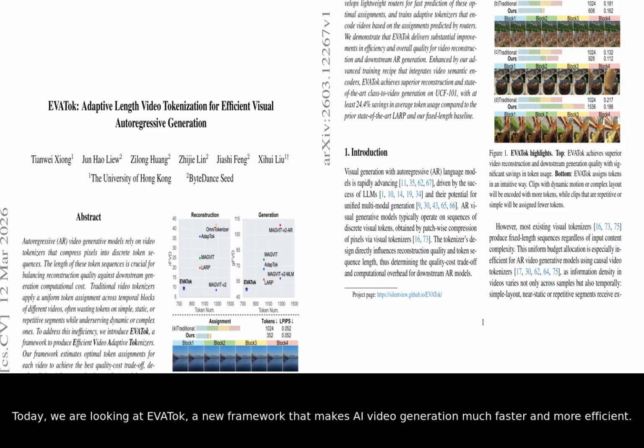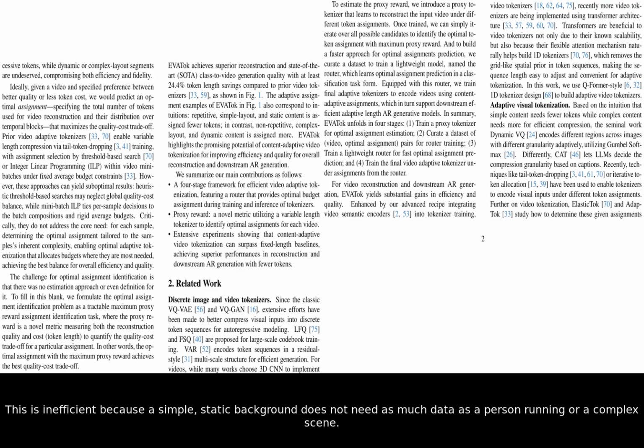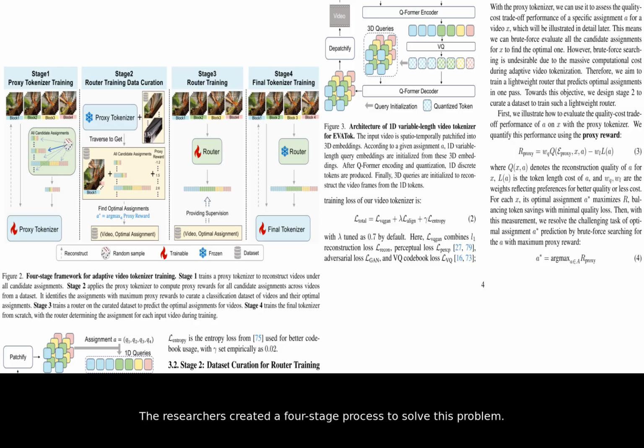Today, we are looking at EVATok, a new framework that makes AI video generation much faster and more efficient. Standard AI video models usually treat every frame the same, wasting data on parts of a video that do not change. This paper explains that traditional tokenizers assign a fixed number of building blocks to every segment of a video. This is inefficient because a simple, static background does not need as much data as a person running or a complex scene. The researchers created a four-stage process to solve this problem.